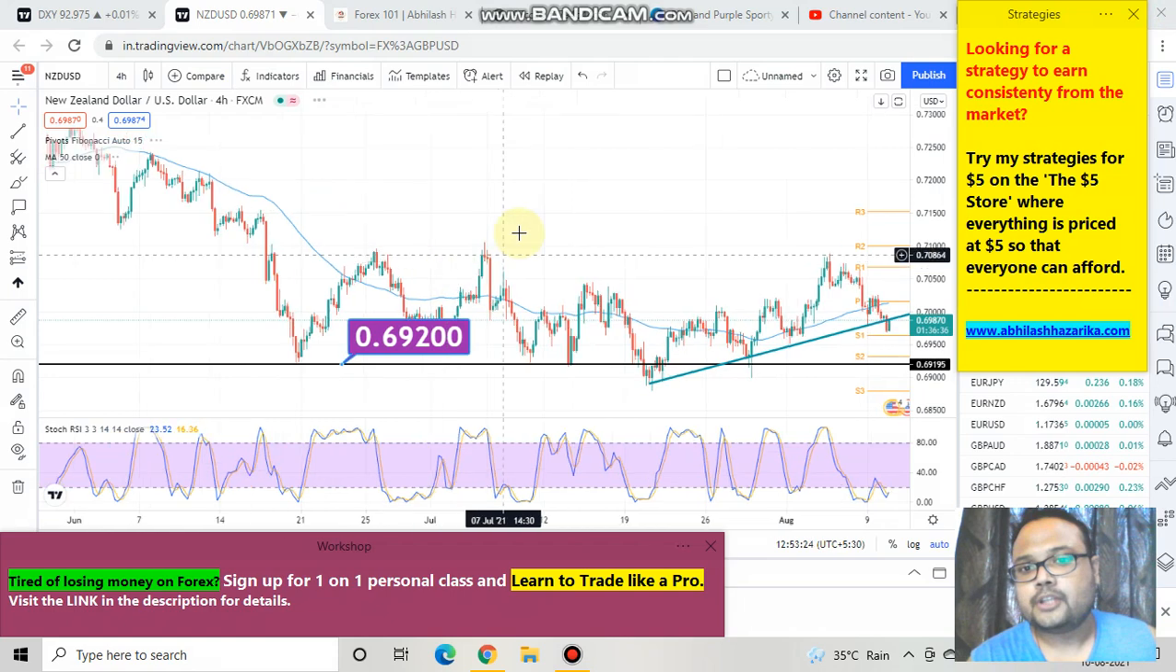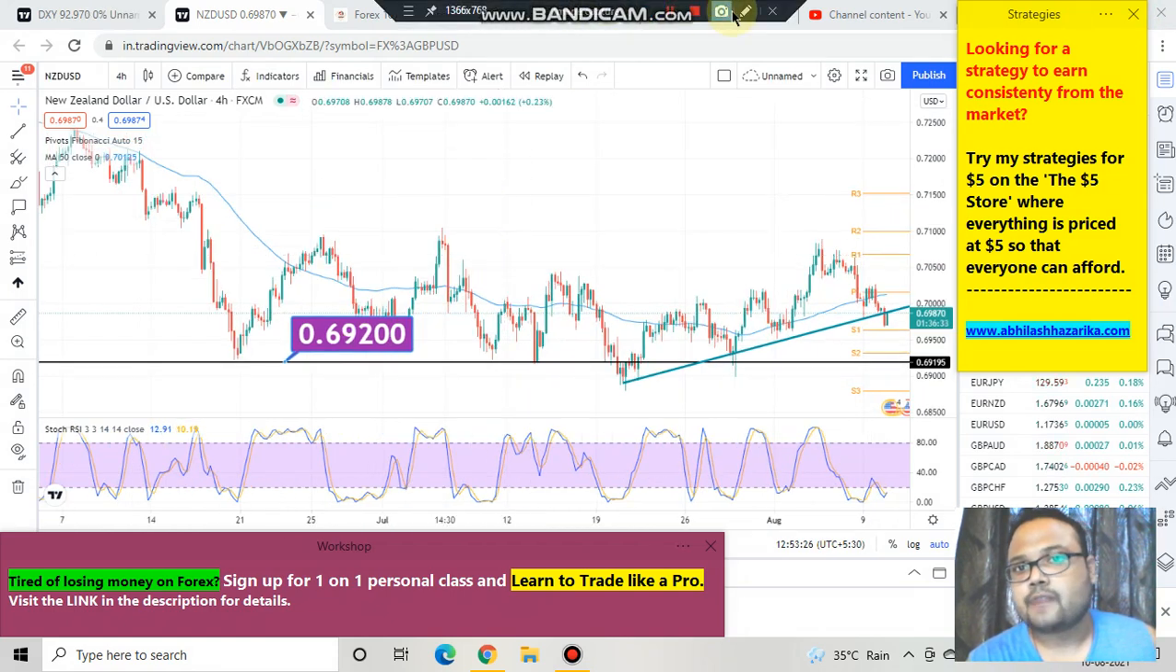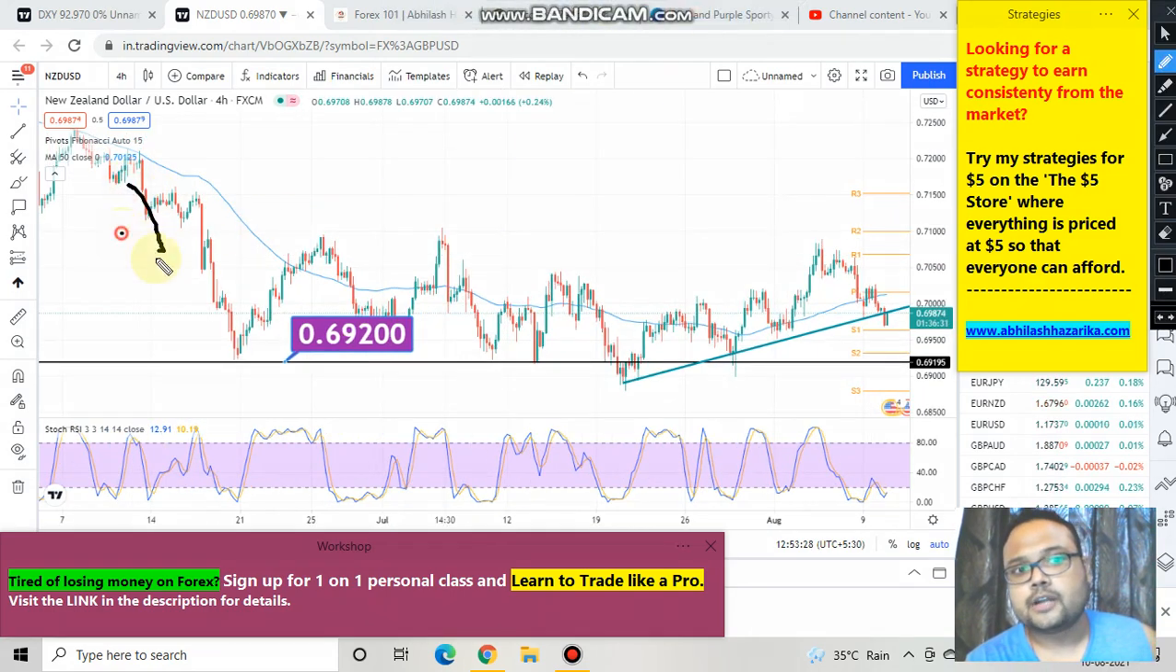If I zoom out the chart, you can see that when there was a sharp fall in the market, this was the level that provided support. You can see that whenever the market faced selling pressure from above, this is the level that provided support to the market, and therefore this is a valid support.